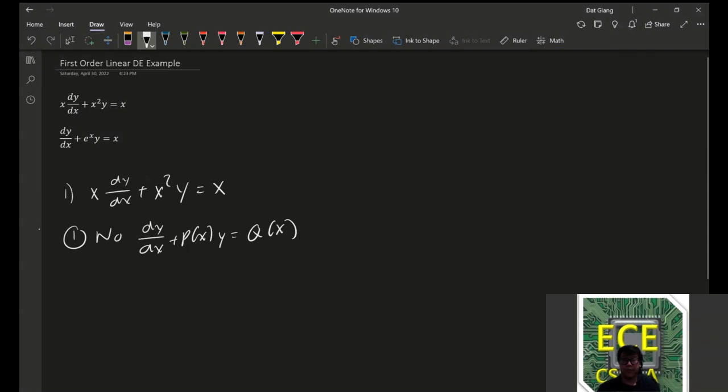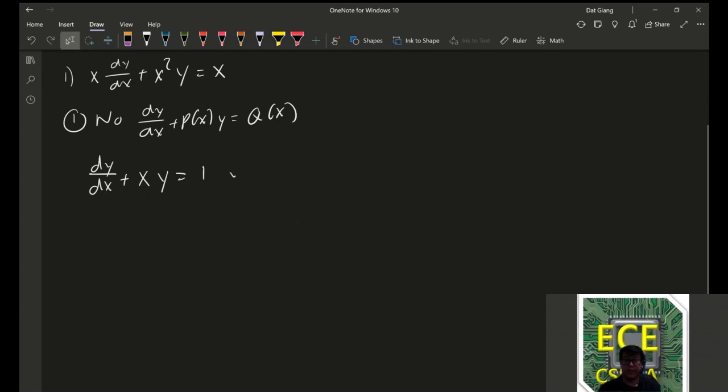To make it into the form, we divide by x on both sides. We have dy/dx plus, well, x squared divided by x just becomes x, y equals 1. Now, it is in the form. 2. We identify what p of x is. P of x in this case is equal to x.